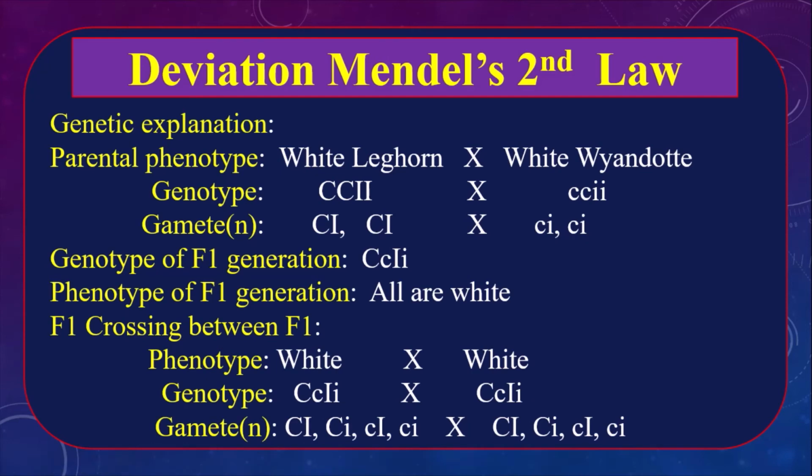Gametes will be capital C capital I, capital C small i, small c capital I, small c small i. And the other side will be the same: capital C capital I, capital C small i, small c capital I, small c small i.